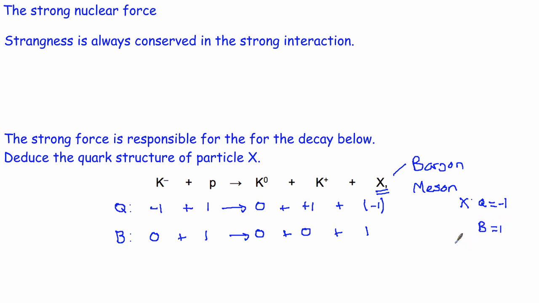So we automatically know now that because it's a baryon, it's not an antibaryon, it's a normal baryon, it's going to have a quark structure of quark, quark, quark. So we know it's got 3 quarks in it. Now what we need to do is try and identify what these quarks are.